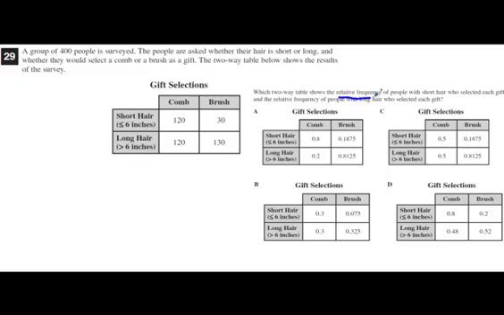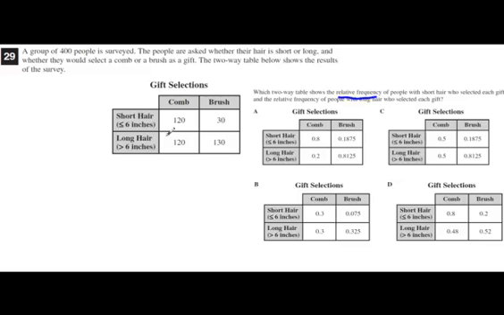What they're doing is they're taking the information and changing it into decimals, or what we might consider percents, except they're not moving the decimal, of people with short hair who selected each gift, and the relative frequency of people with long hair who selected each gift. So the first thing is you have to know how to read this table.